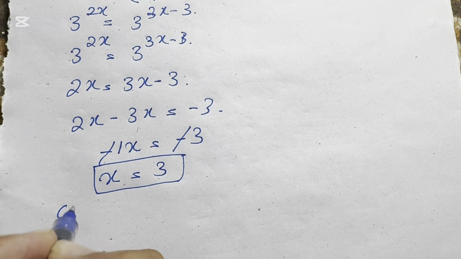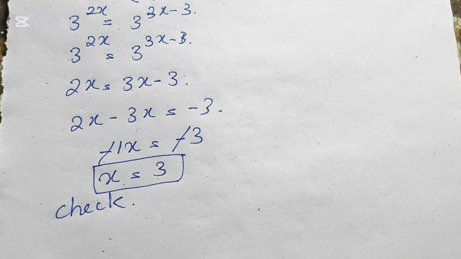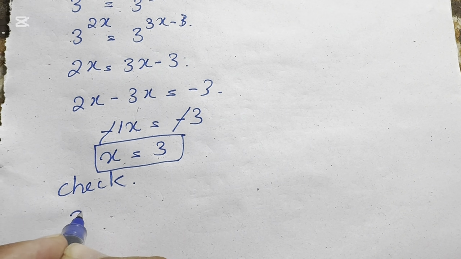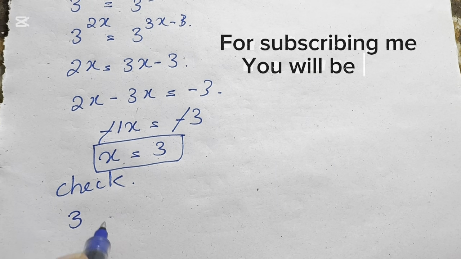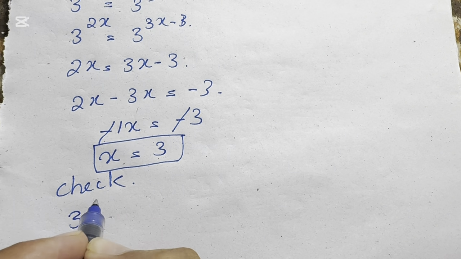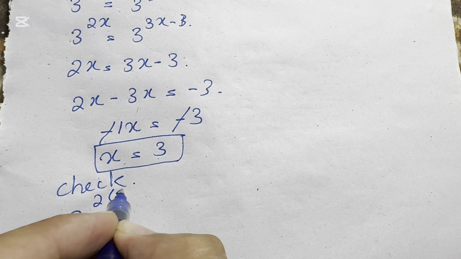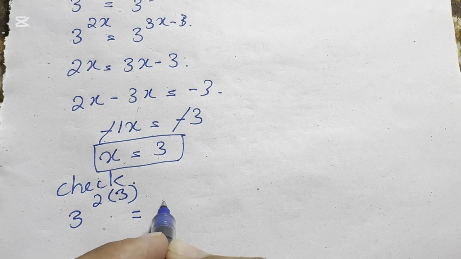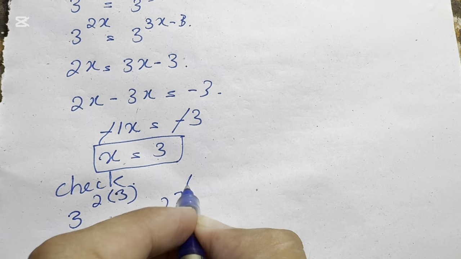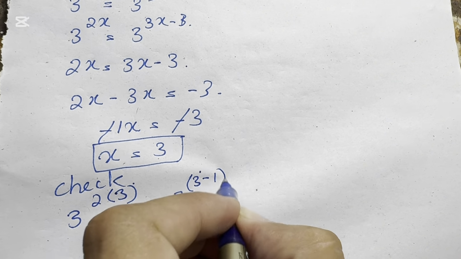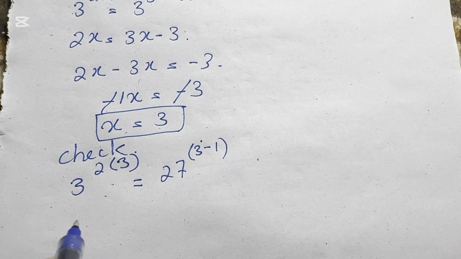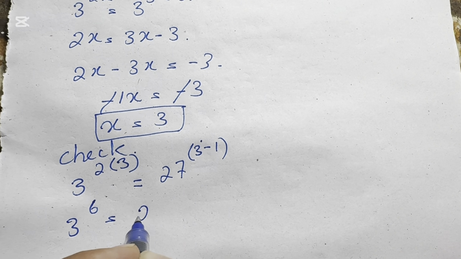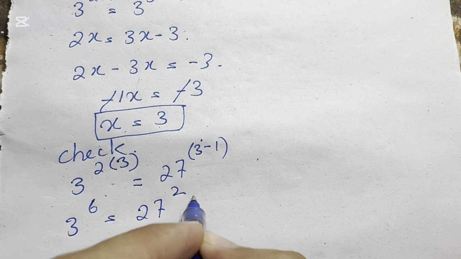So check for this, is it true or wrong. So I put the value of x equal to 3. 3 power 2 into x equal to 3, so I will put here 3 and 27 power 3 minus 1. Okay, so 3 power 6 equal to 27 power 2.